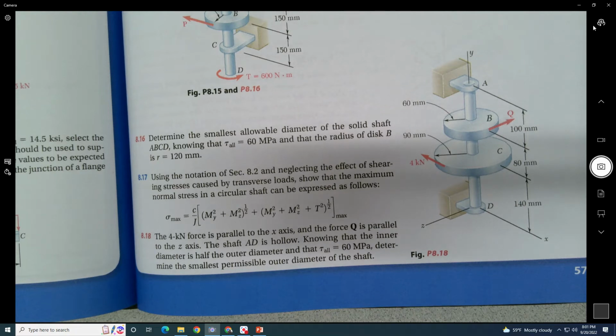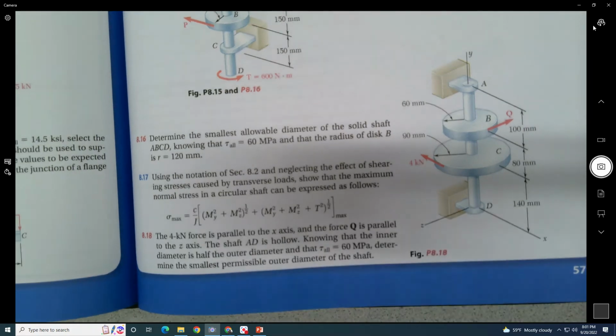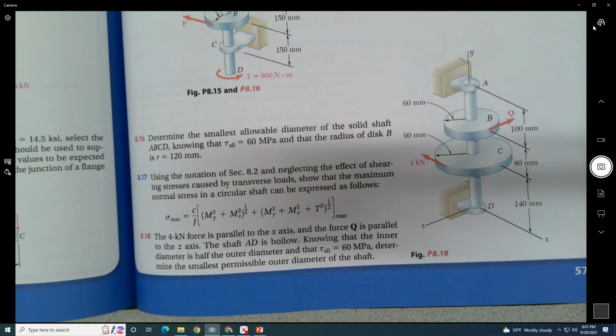And then lastly, I think they gave us the radius instead of diameter. They have 60 and 90 to the center. Okay, so I think we're all set up. They want to find in the shaft, knowing that the inner diameter is half the outside diameter, and that the allowable is 60 megapascals. Determine the smallest permissive outer diameter of the shaft.